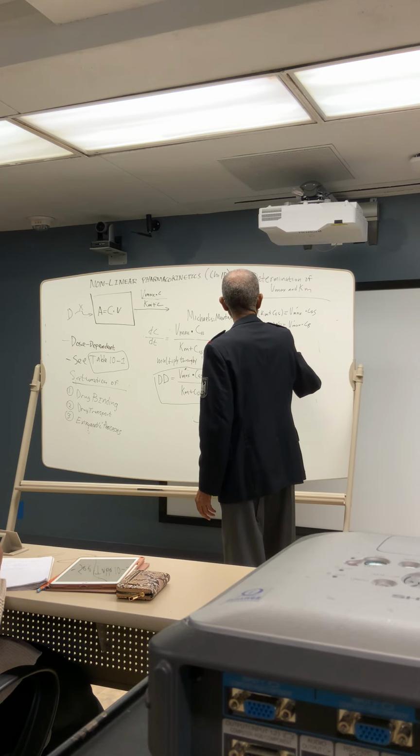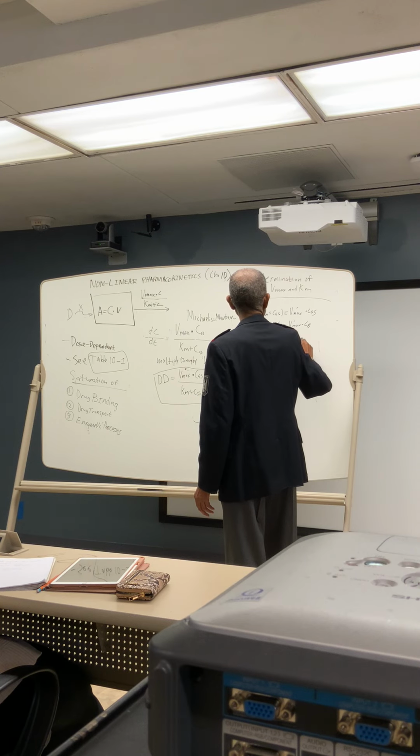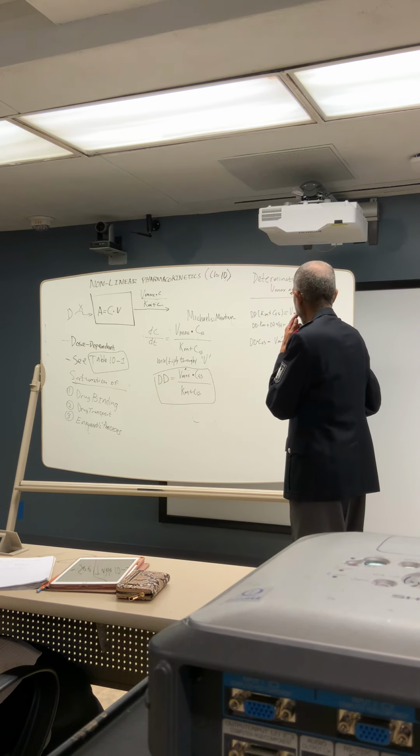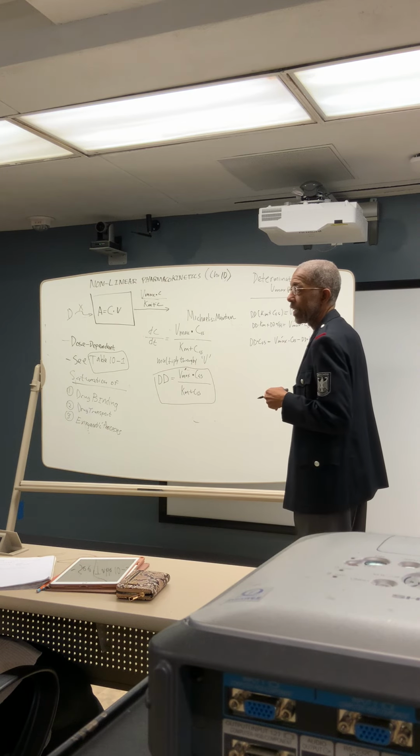Daily dose is equal to V max prime times C steady state minus, let me see if I subtracted the right thing. If I didn't, I'll go back and subtract the other one. There's only two choices here. Daily dose, bang, bang. I think I got lucky this time.